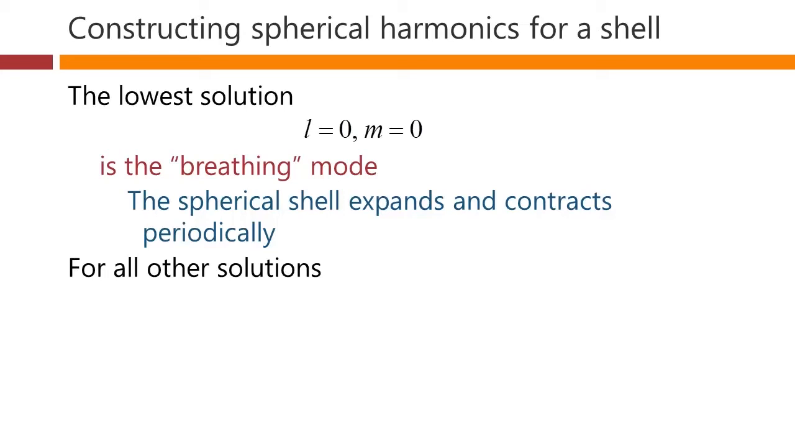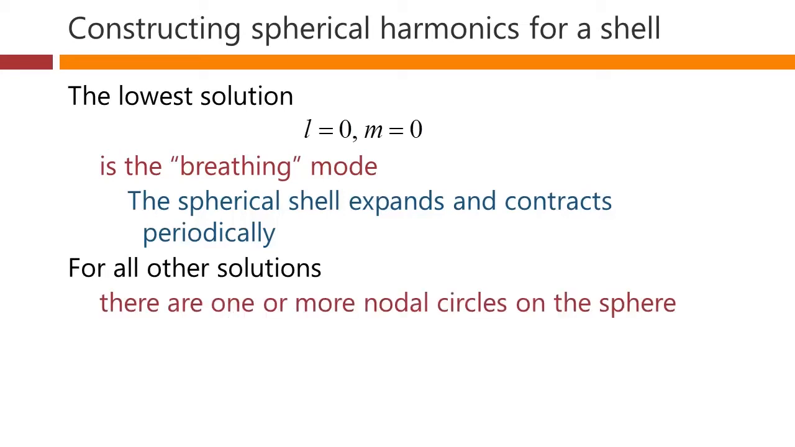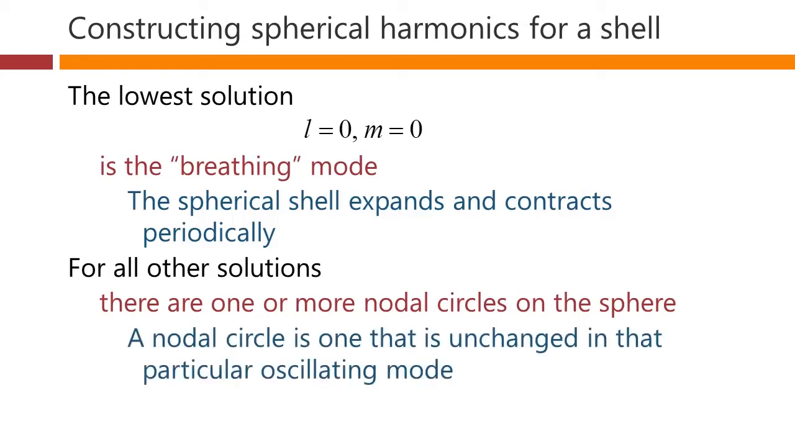But for all other solutions, there are one or more of these, what I've been calling nodal circles. That is, circles that are a node, a 0 of the oscillation on the sphere. So that means that a nodal circle is one that is unchanged in that particular oscillating mode. Everything else may be oscillating, but no point on the nodal circle is actually moving.